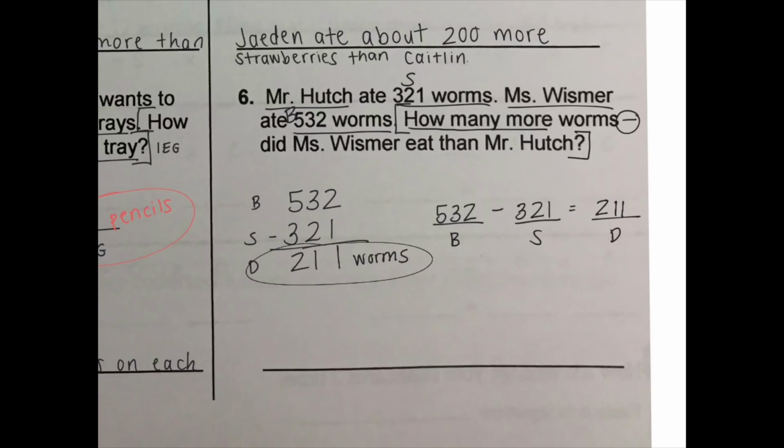All right, complete sentence answer. Miss Wismer ate 211 more worms than Mr. Hutch. Notice I did not use the word about in this sentence because I actually got an exact answer. I did not round. All right, there you go. Daily Common Core number 12 is done.